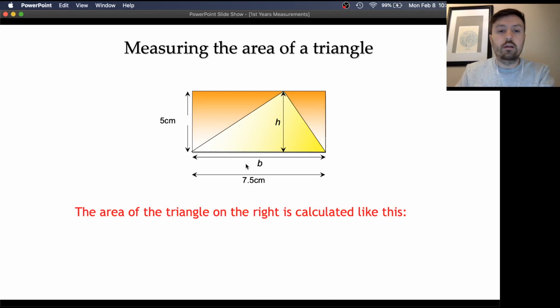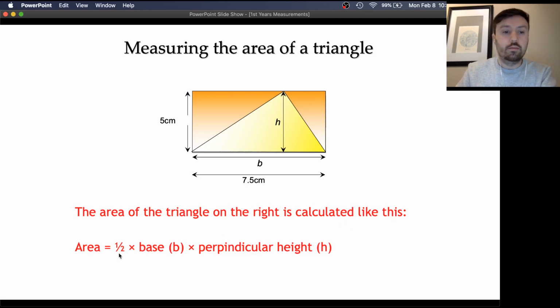Just a quick add-on, measuring the area of a triangle if you needed to. The area of a triangle on the right is calculated by this on the top. Area is 1/2 times the base, which is the bottom of the triangle, multiplied by this height here, okay? So this is just a quick working that out. So if the base is 7.5 centimeters, multiplied by the height, and then multiply that by 1/2, it gives you this. This isn't as important right now, but it's just something that you guys need to know, okay? So that's area.